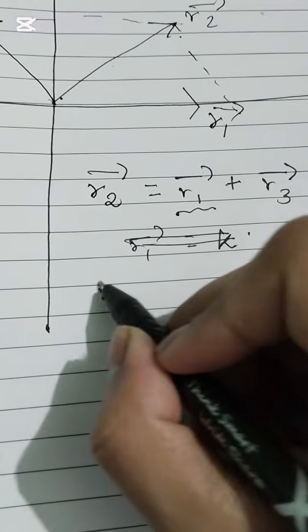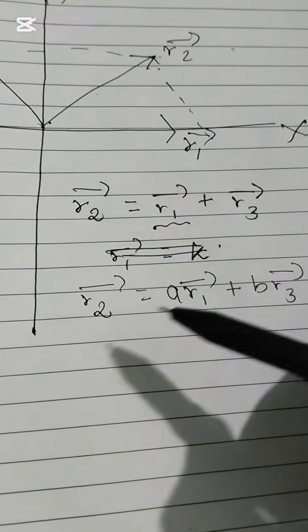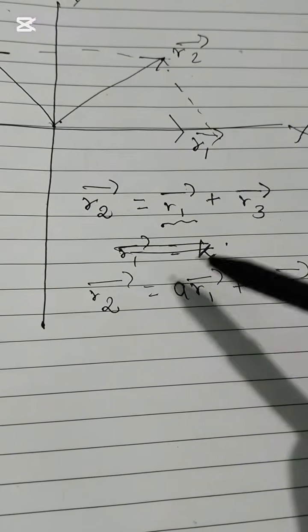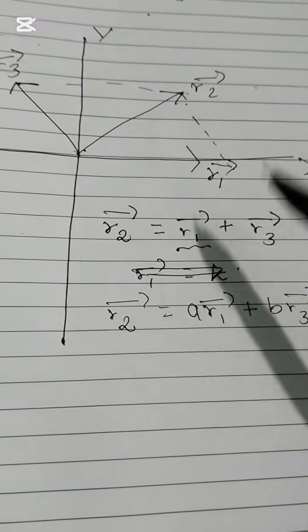We can just add the scalars here, A times the R1 vector and B times the R3 vector, as it does nothing more than scaling up our vectors or changing the direction of our vectors. This will not break the parallelogram produced by these vectors.